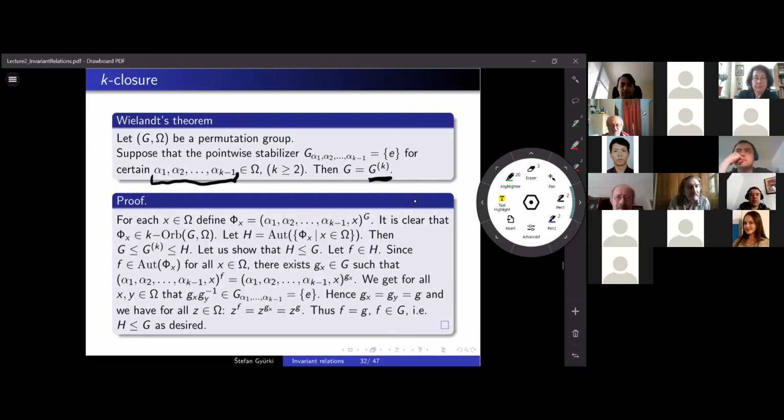So let us consider such k-relations which are obtained in the manner that I am putting the first k-1 coordinates as the points alpha 1 up to alpha k-1, and consider the last coordinate as any element of the set omega, and create the k-orbits under the group G of this concrete tuple for each x. So in such a manner, I am obtaining a few relations depending on x, which are clearly k-orbits of the group G. Now, consider the full automorphism group H that preserves each of the k-orbits phi x for each x.